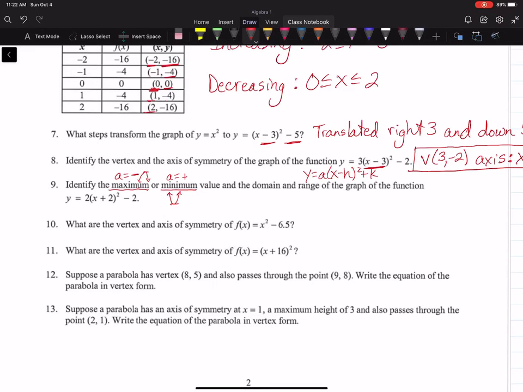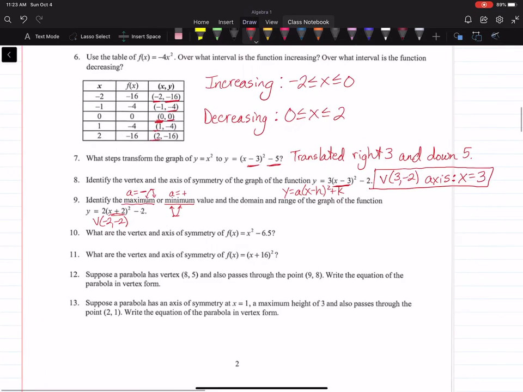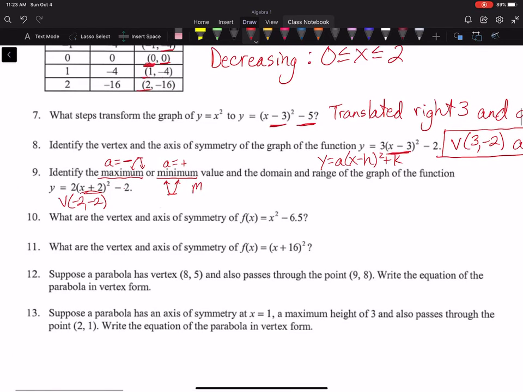So our minimum value is the y part of the vertex. My vertex here is negative 2 and negative 2. Remember, change the sign of what's in the parentheses, keep the sign. And your minimum value is whatever the y part is. So you have a minimum at negative 2. Okay, minimum.